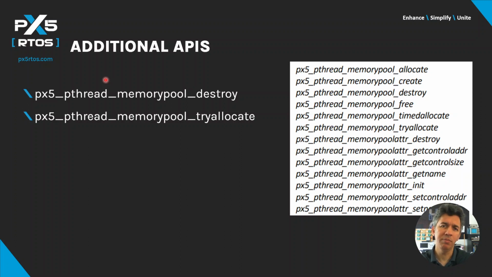Now that we covered the basics of working with memory pools, you might want to take a look at some additional APIs, like the memory pool destroy, which will destroy memory pools specified in this API call, and the try allocate. This API call tries to allocate memory, and if there's not enough memory in the pool, an error is returned. There are several other memory pool related APIs. Please take a look at the user guide for more information.